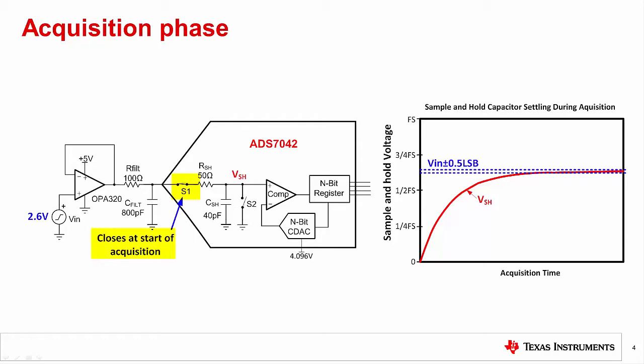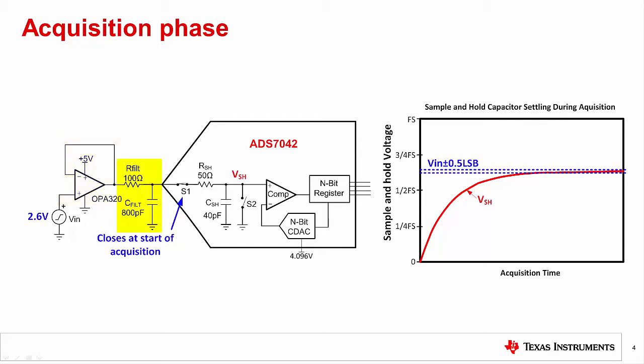Notice that switch S1 is closed at the beginning of the acquisition phase and is opened at the end of the acquisition phase. Depending on the conversion rate, the acquisition time may be very short. For example, a 1 megasample per second converter acquisition phase might be 300 nanoseconds. Because this acquisition may be very short, it is often necessary to use wide bandwidth amplifiers to achieve the desired accuracy.